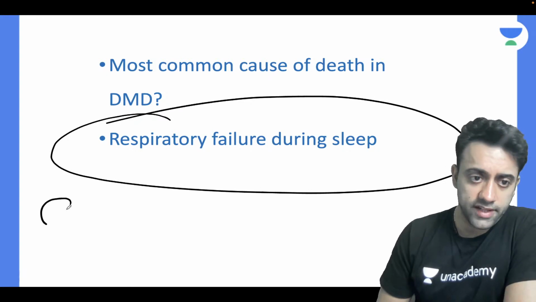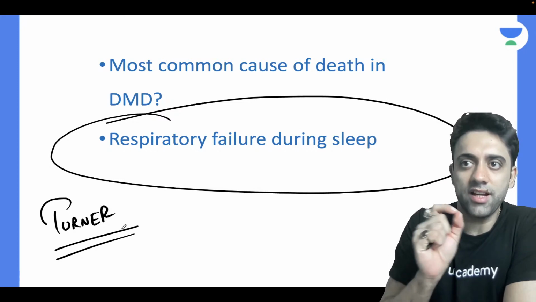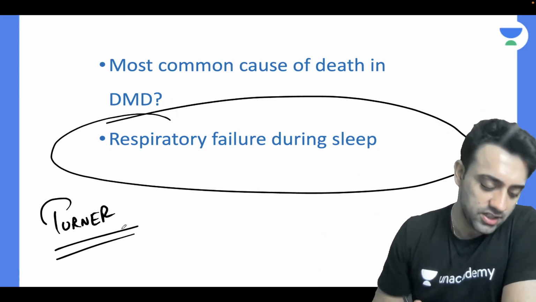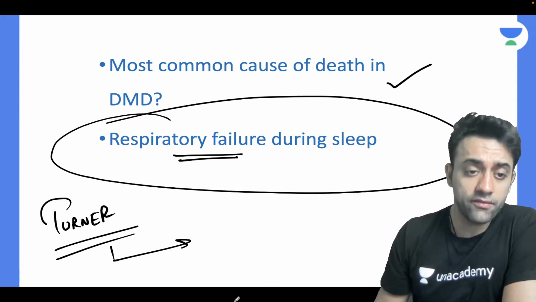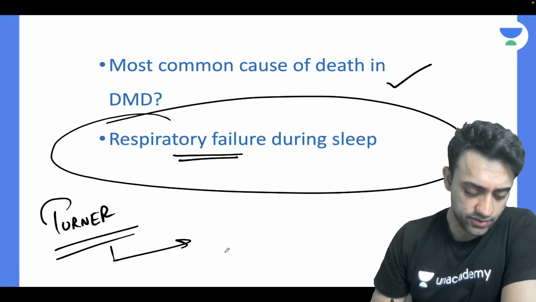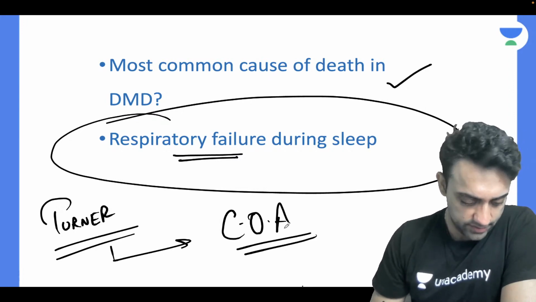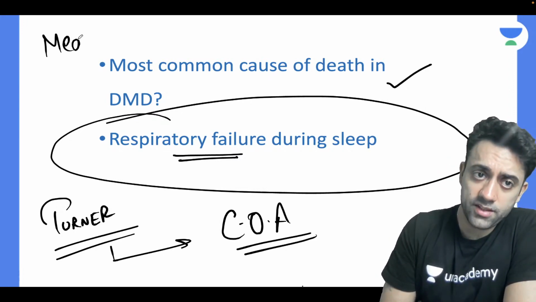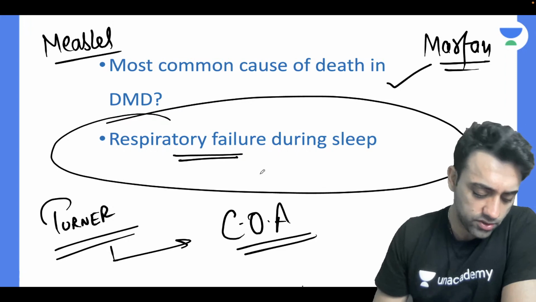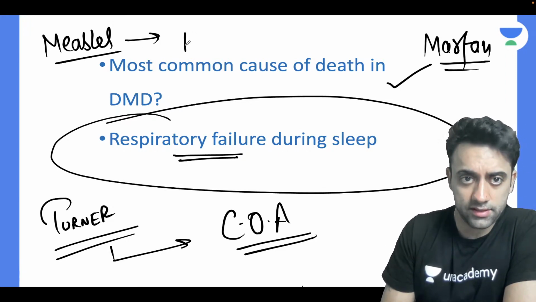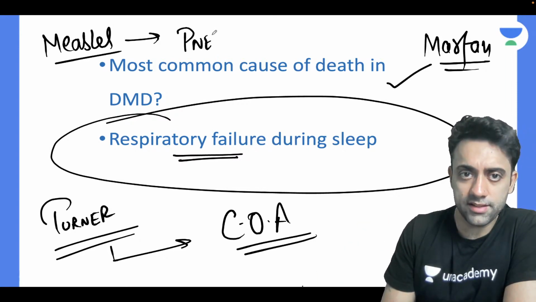And which is the most common cause of death in Turner syndrome? Can we please revise a few causes of death? This is my favorite part. Just one question, stick to that, and ask 10 more questions and finish the whole book. The most common cause of death in Duchenne muscular dystrophy is respiratory failure. In Turner syndrome, it is coarctation of aorta, number one. Number two, which is the most common cause of death in measles, and in Marfan syndrome? The most common complication of measles is otitis media, and the most common cause of death in measles is pneumonia.